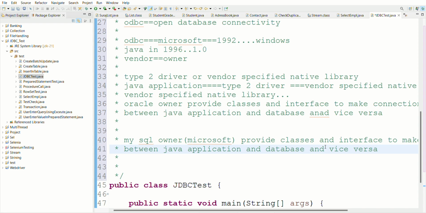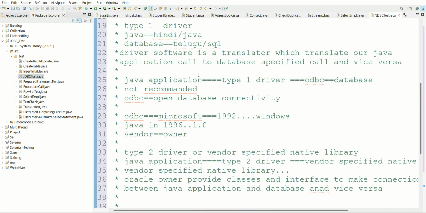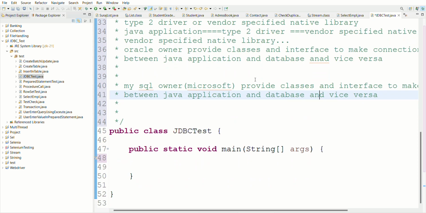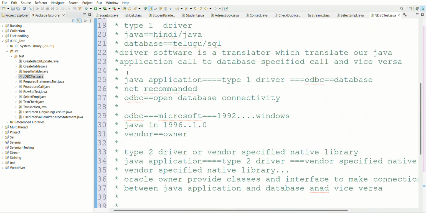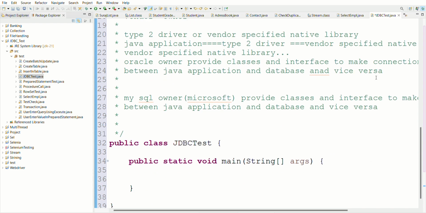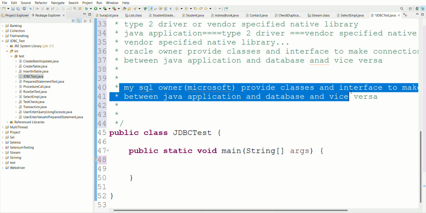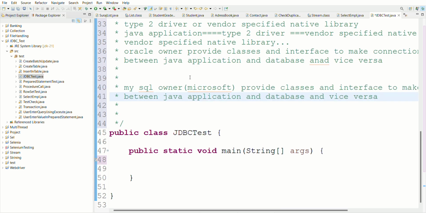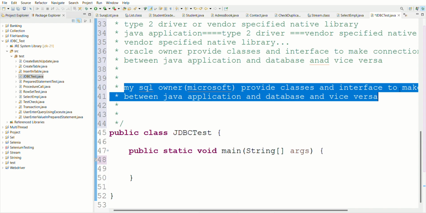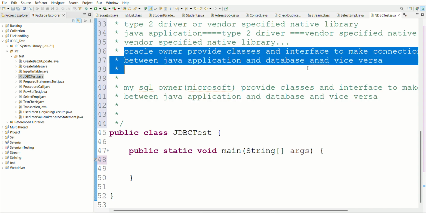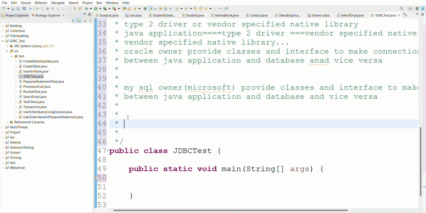Here there is no bonding between Java people and JDBC people, because as I have already discussed, the Java application is different. It is using the Java programming language, and the database is using the MySQL programming language. There is no relation in the language between Java and database, so you need a translator. So this translator was defined by different vendors. MySQL has provided different implementation classes and interfaces, Oracle has provided different implementation classes, and different types of database and different types of owner have provided different languages.